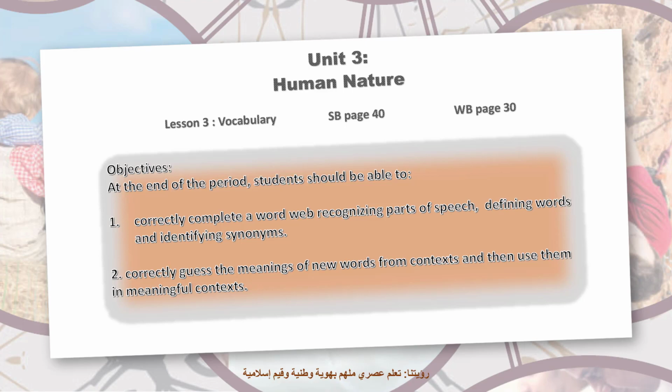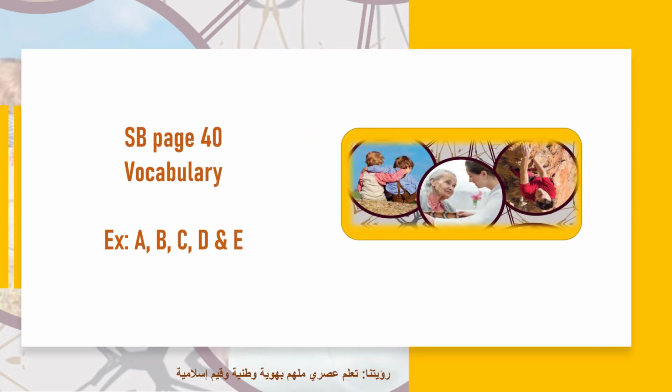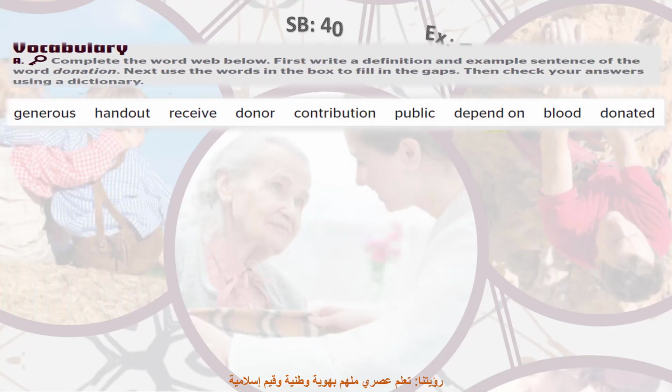Let's start our lesson. Open your student books page 40 to do exercises A, B, C, D, and E. Exercise A. Complete the word web below. First, write a definition and example sentence of the word donation. Next, use the words in the box to fill in the gaps. Then check your answers using a dictionary.